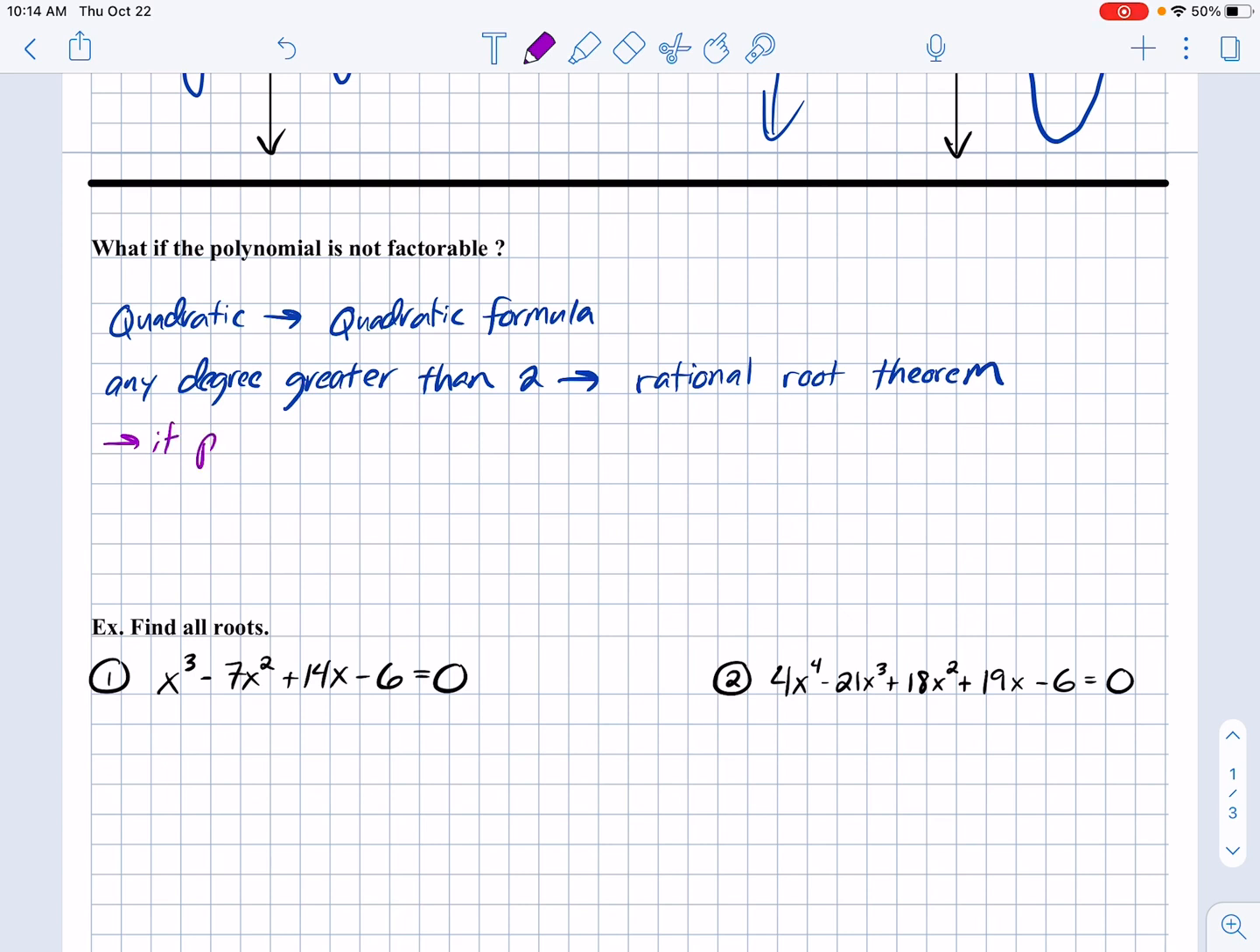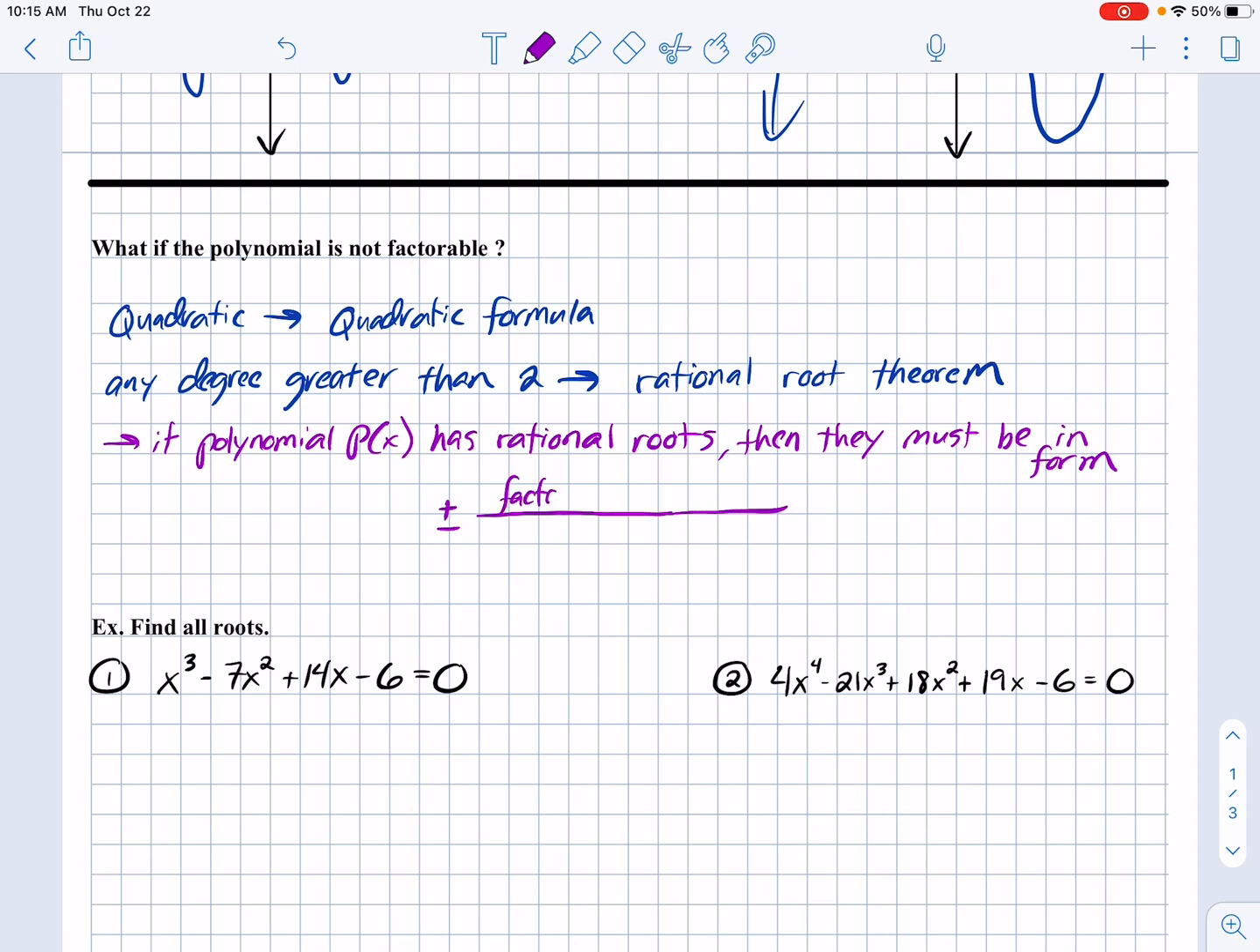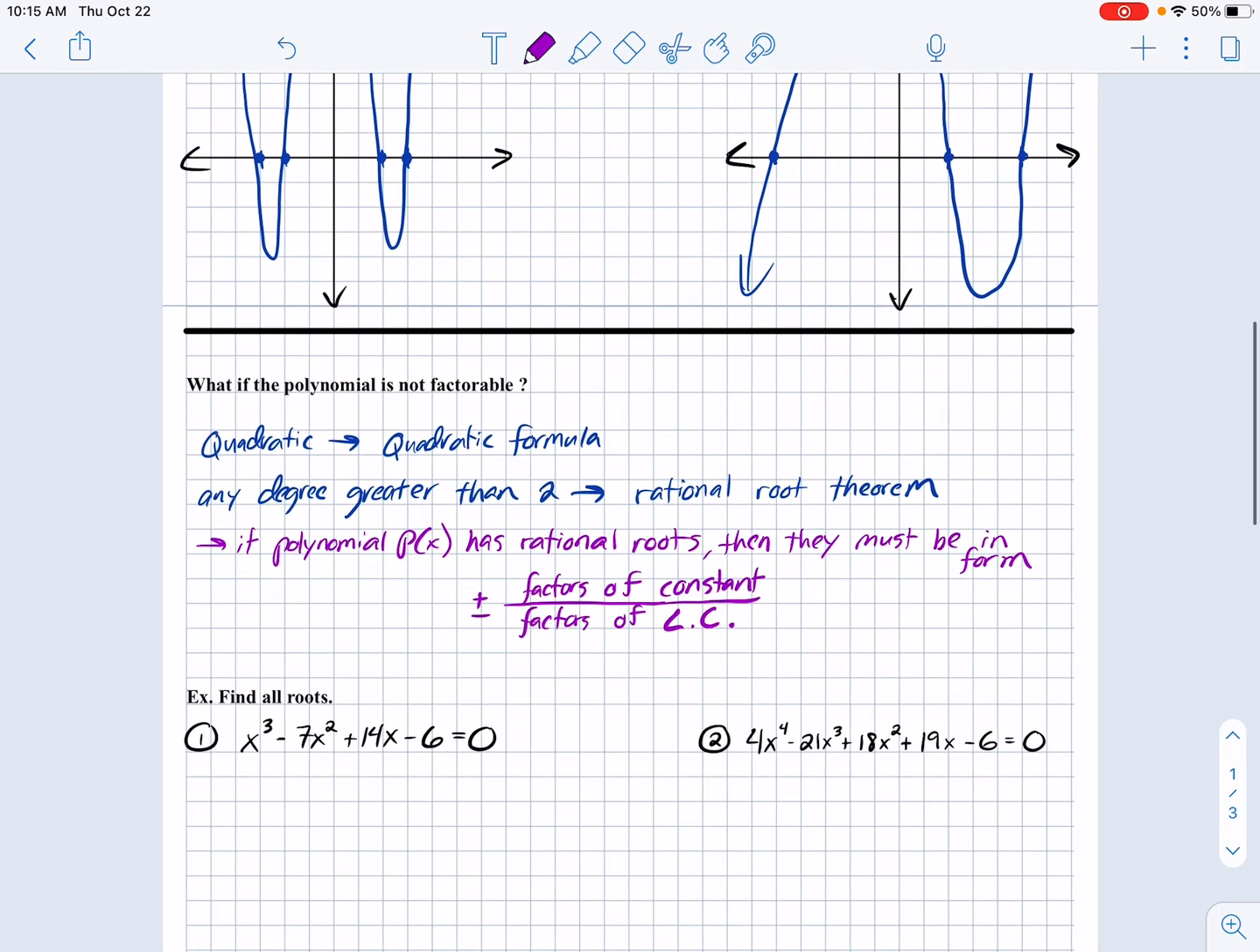if polynomial p of x has rational roots, meaning real numbers, fractions, or whole numbers, then they must be in the form plus or minus factors of the constant in your polynomial, so the last term without a variable, over factors of the leading coefficient.